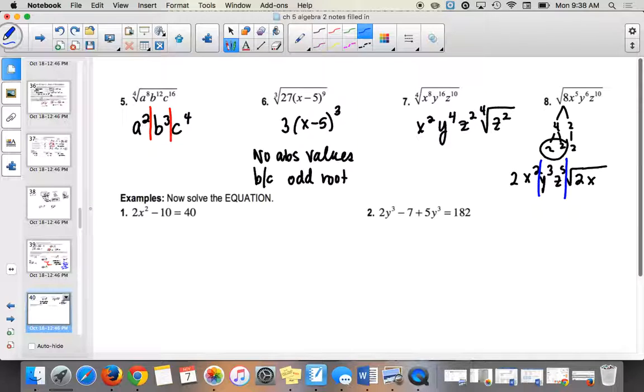All right, so we're going to practice solving equations as well. So if I have 2x squared minus 10 equals 40, I would add 10 to both sides. I would divide by 2. I get x squared equals 25. I now take the square root.